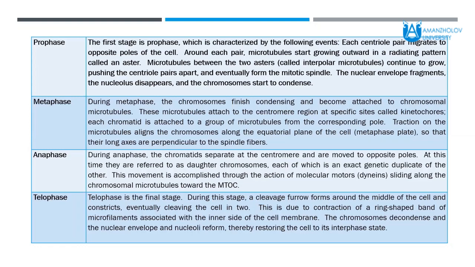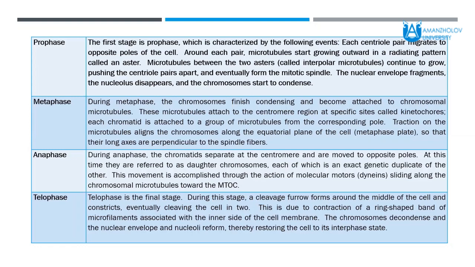Next stage, metaphase. During this stage, the chromosomes finish condensing and become attached to chromosomal microtubules. These microtubules attach to the centromere region at specific sites called kinetochores. Each chromatid is attached to a group of microtubules from the corresponding pole. Traction on the microtubules aligns the chromosomes over the equatorial plane of the cell, or metaphase plate, so that their long axes are perpendicular to the spindle fibers.